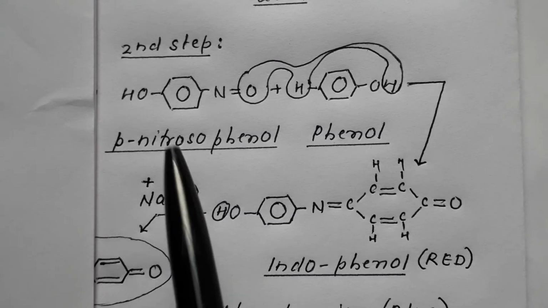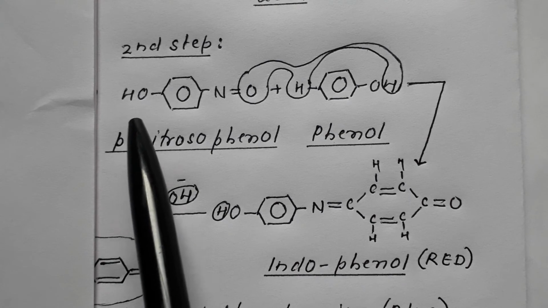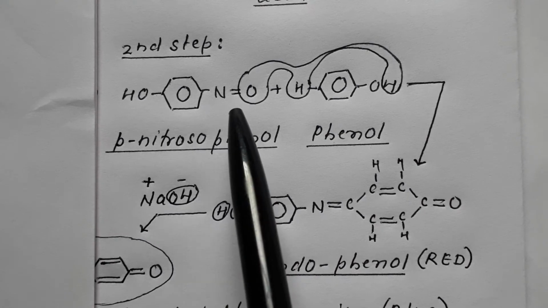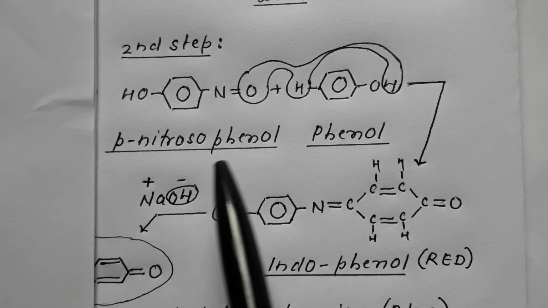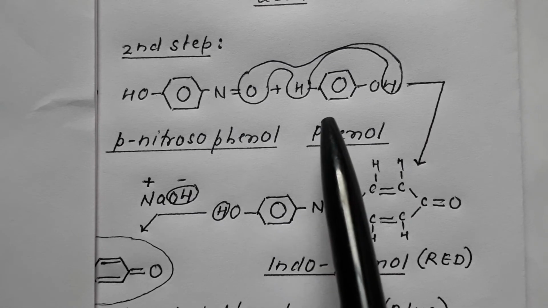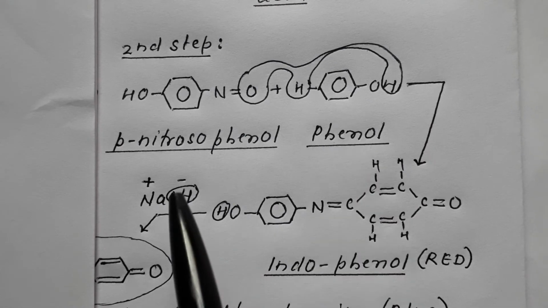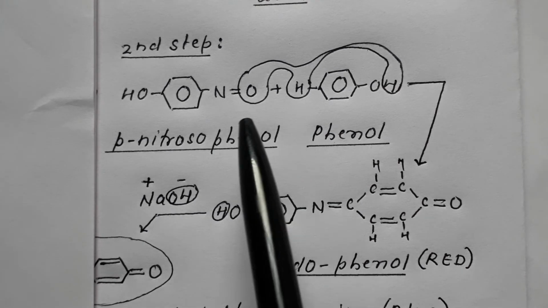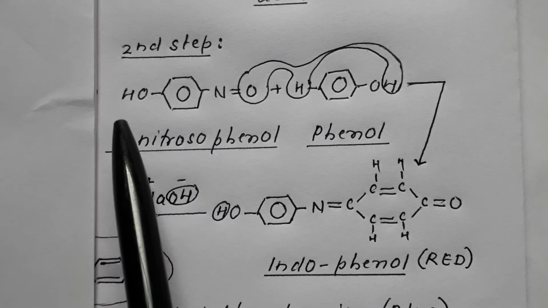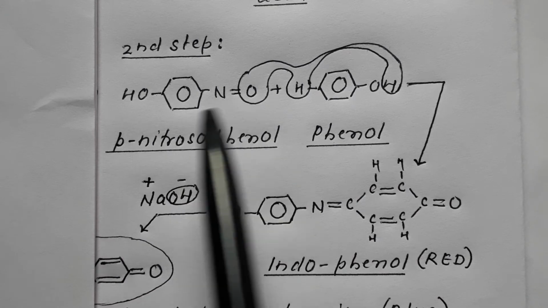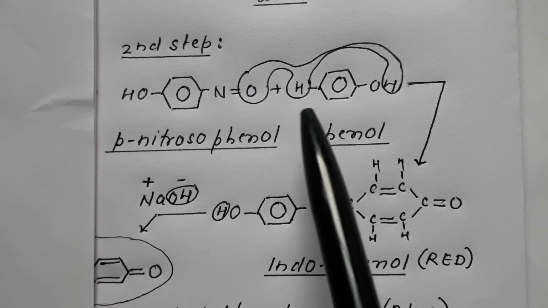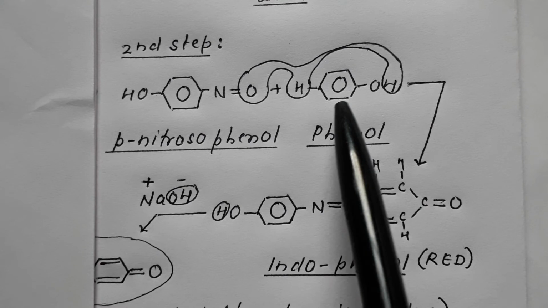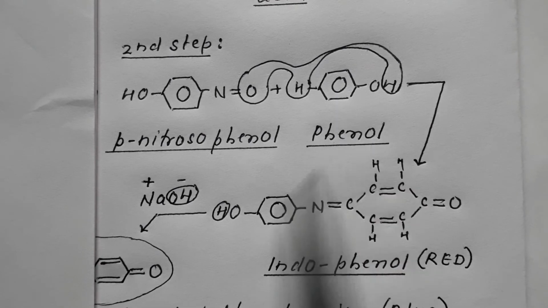Now, in the second step, this para nitrosophenol reacts with one more molecule of phenol. Para nitrosophenol is reacting with one more molecule of phenol. It is a benzene ring with OH on one side and NO on the other at the opposite position, and then reacting with one more molecule of phenol. It is a benzene ring having OH.